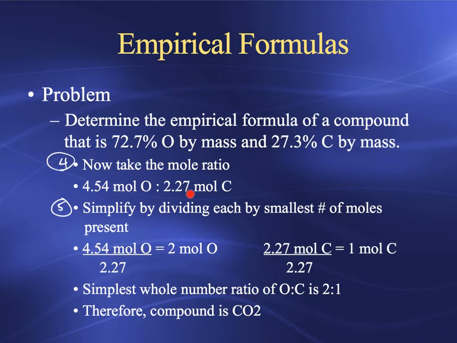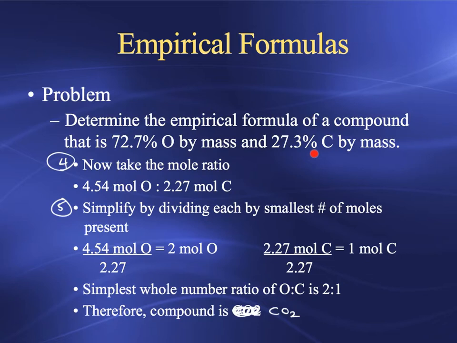Well, the smallest number of moles present is 2.27. If I divide them both by 2.27, very conveniently, 4.54 moles of oxygen divided by 2.27 gives you 2 moles of oxygen, and this is obviously going to give you 1. So you have 2 moles of oxygen for every 1 mole of carbon. My ratio of oxygen to carbon is 2 to 1. Therefore, the compound, rewriting it with carbon first, is CO2, carbon dioxide. Very easy way of finding the empirical formula using the percent composition.